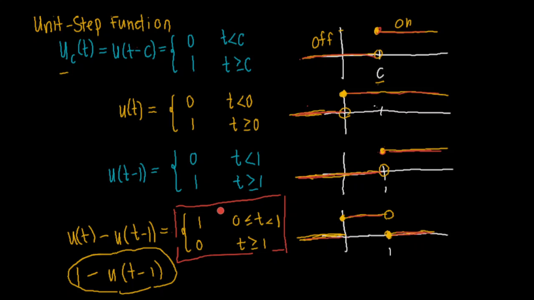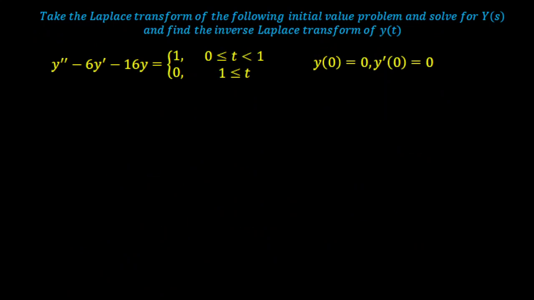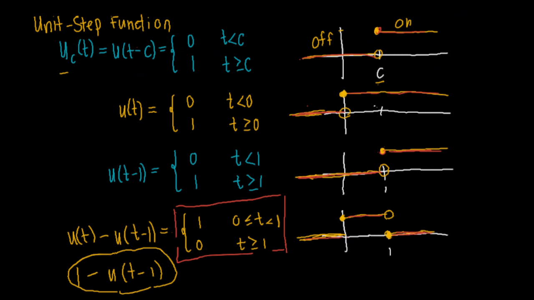So meaning we can say, let's go back to here. This is our function, and this can be written in this form here. This is our function, and this can be written as this: 1 minus u of t minus 1.